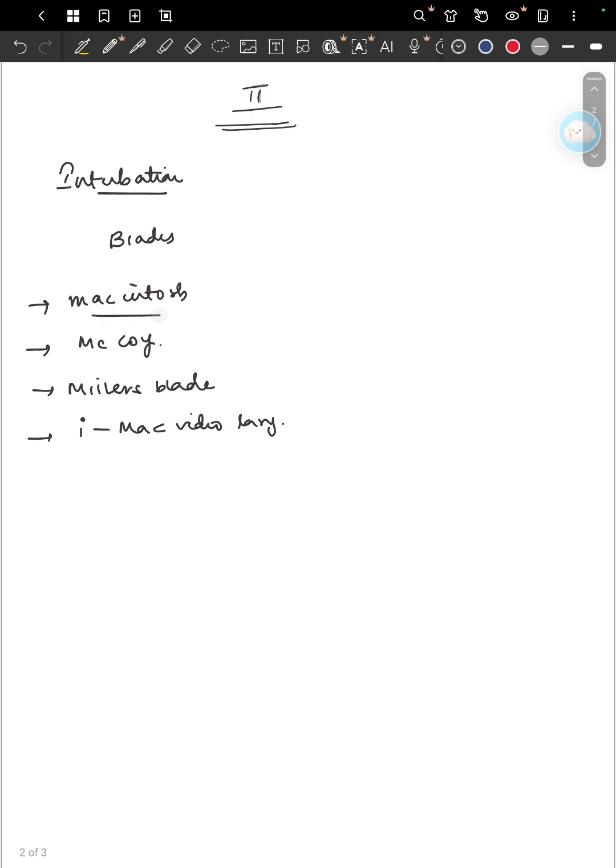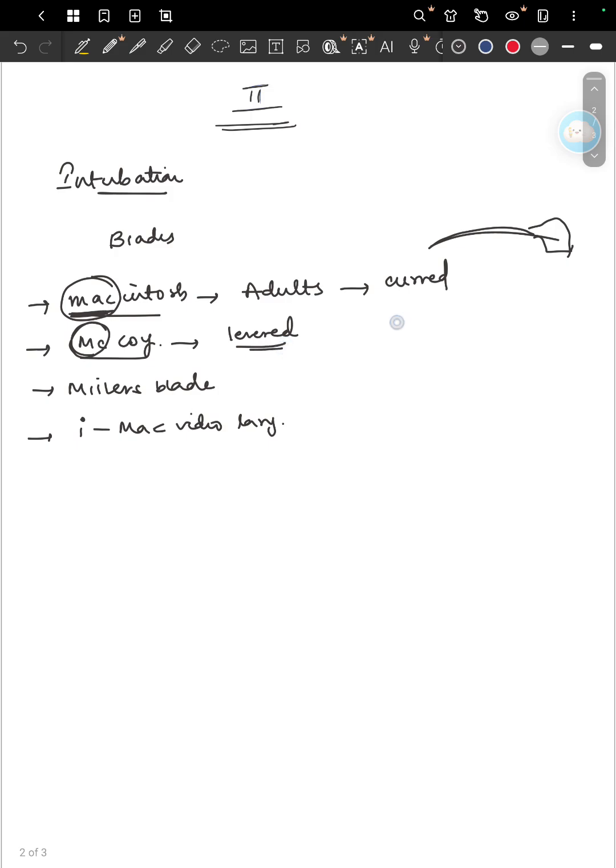So Macintosh is used in adults. As the name says, it is Mac. You can remember like a burger is a curved thing, so a curved blade is present. It is something like this. Then we have McCoy, which is also Mac, so it is also curved, but this is a levered blade, which means you have some setting to do. So we have a lever.